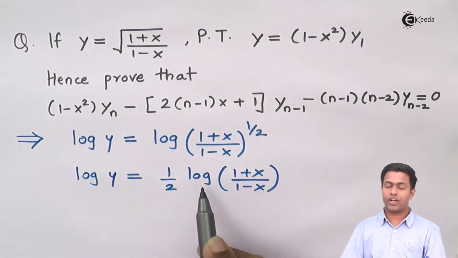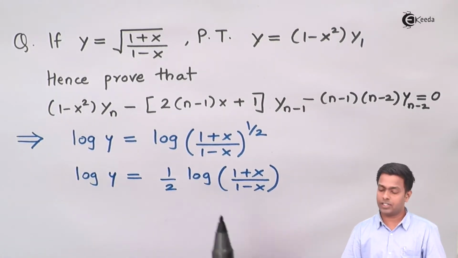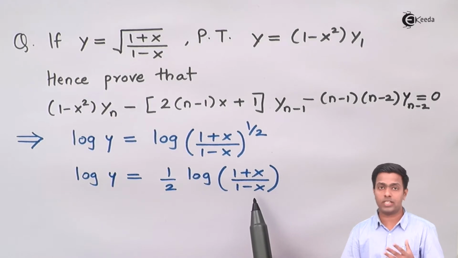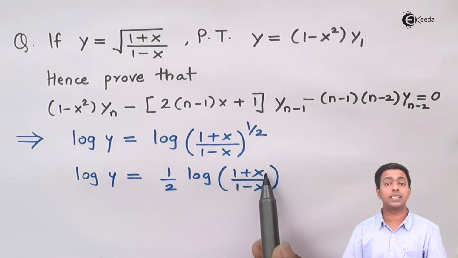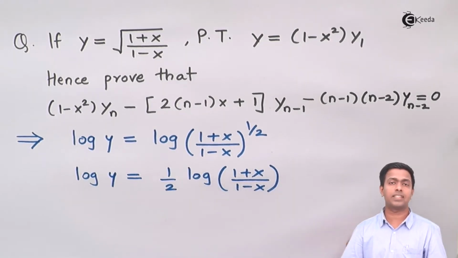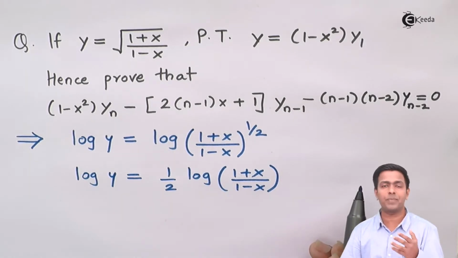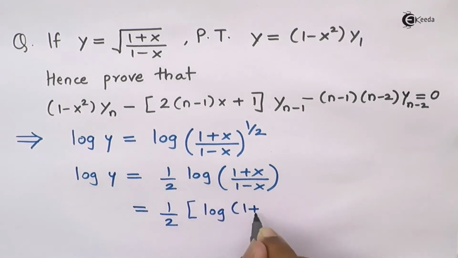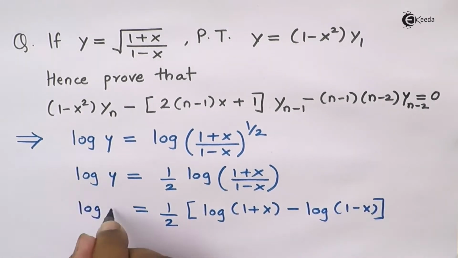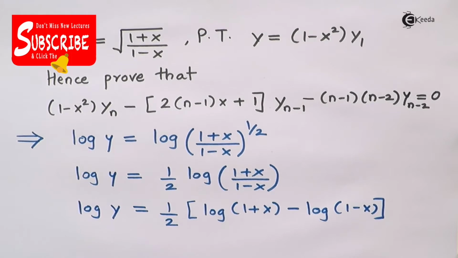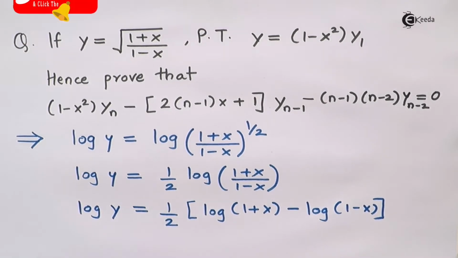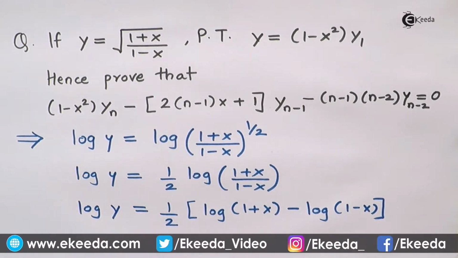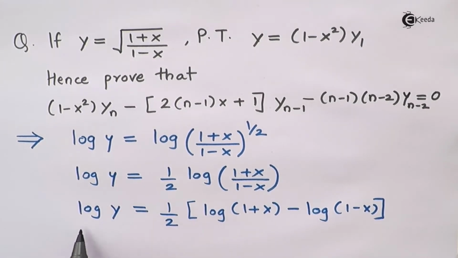Now guys, here again I can use one more property, which is log of a upon b. By using that property, we'll get log of 1 plus x minus log of 1 minus x. That is, log of a upon b is log a minus log b. So I'll use that property over here. Here I got the simplified function, and now I can find out the first derivative. So differentiating both sides with respect to x, we'll get derivative of log y as 1 upon y into derivative of y, that is y1.